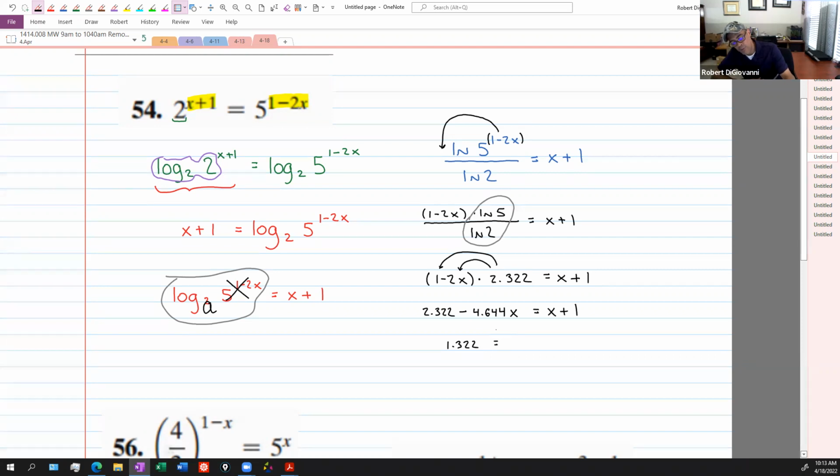And I will add 4.644x on both sides. You should get 5.644x. Do I need to show that step? Do y'all understand what I'm doing there? Does anyone need to see that? Subtracted 1 both sides, added 4.644x on both sides.